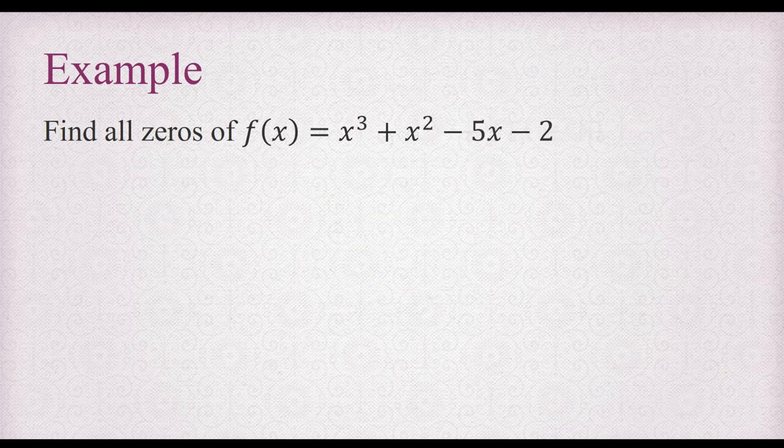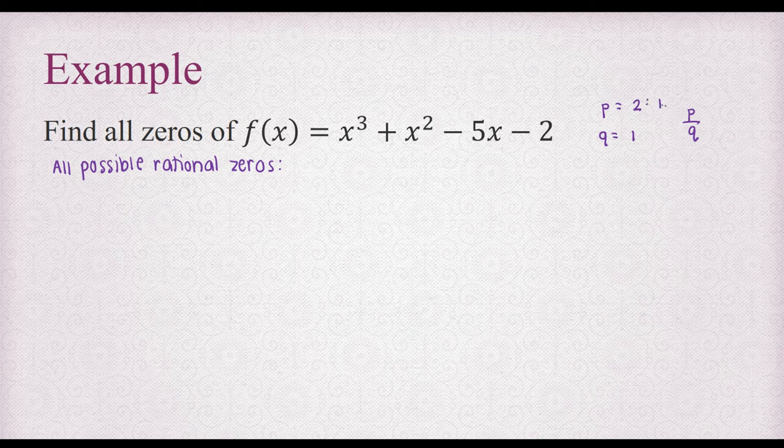All right, let's take a look at this example. We want to find all the zeros of f of x equals x cubed plus x squared minus 5x minus 2. So we want to list all possible zeros, all possible rational zeros, I mean, which means we need to identify our p and our q. P is going to be the last number, q is going to be the first number. So 2 and 1.